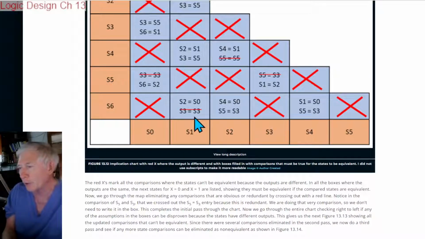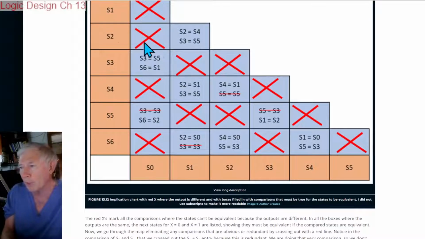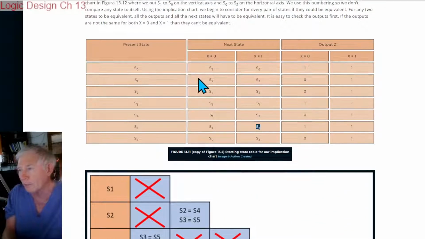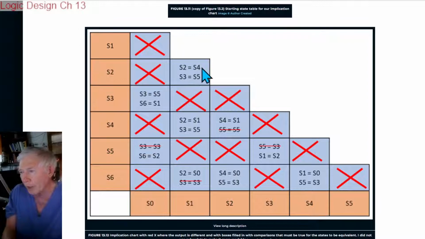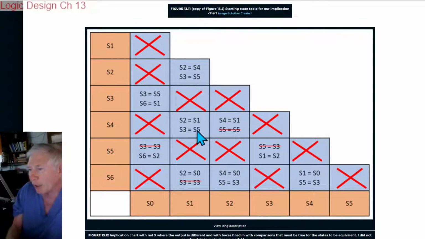All right, continuing. How about S1? Well, we can compare it to S2, S3, S4, S5, and S6. And we know it can't be equal to S3 and 5 because we have different outputs. So then we write the conditions in. So S1 would be the same as S2 if, so 1 and 2, if 2 and 4 are the same and 3 and 5 are the same. Okay? So that's our condition. And then we do the same here and the same here. Here we have identical conditions, so we don't bother with them.